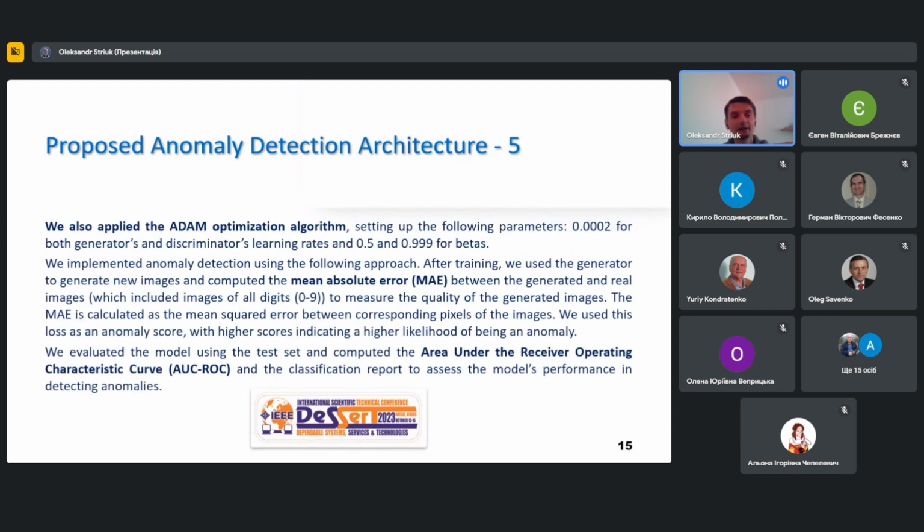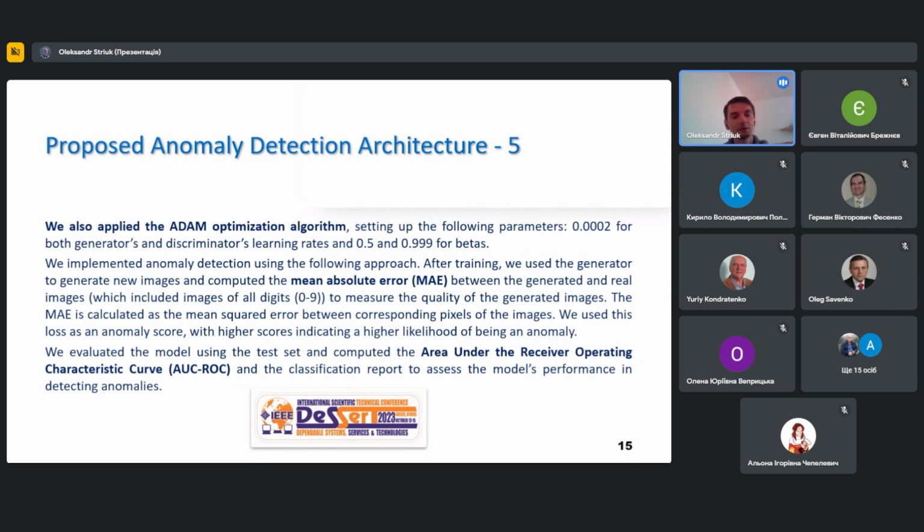We also applied the Adam optimization algorithm, setting up the following parameters: 0.0002 for both generator and discriminator learning rates, and 0.5 and 0.999 for betas.